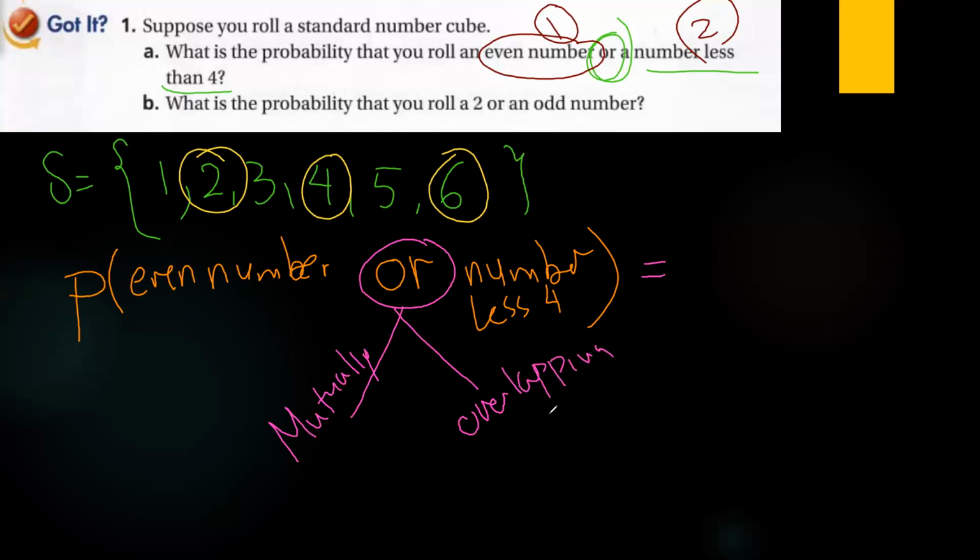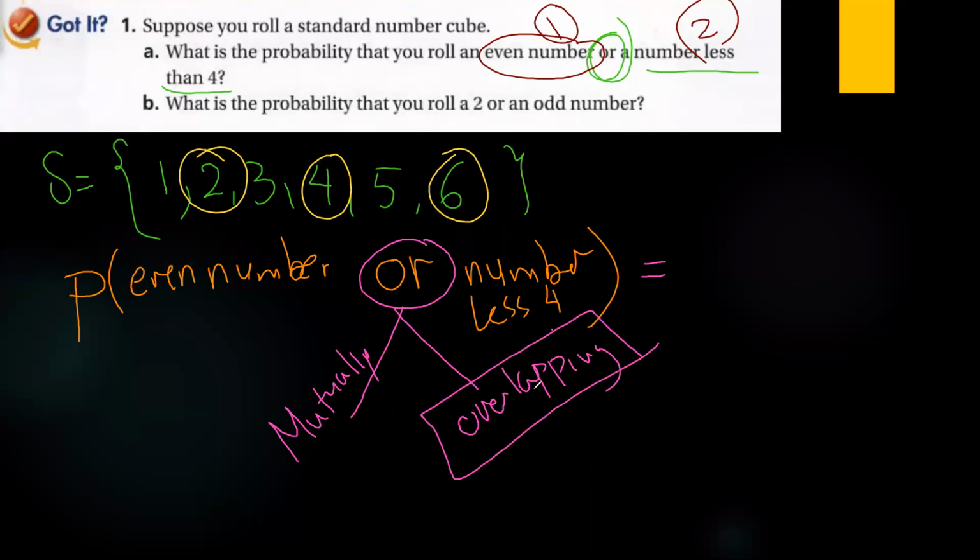How can I know? Just ask yourself one question. Is there an even number and a number less than 4 at the same time? Let's think about it. Number less than 4. Yes, there will be number 2. So I will say, yes, there is. So that means it is overlapping.